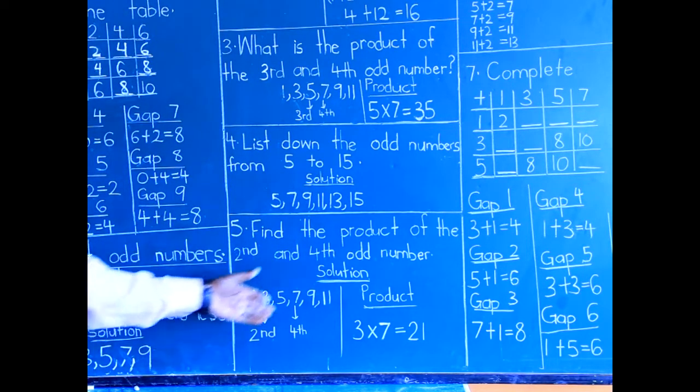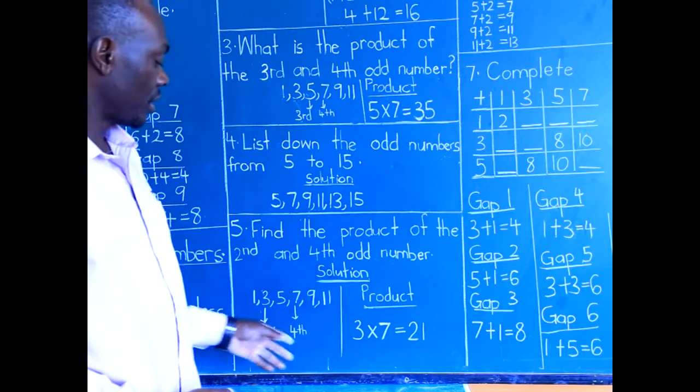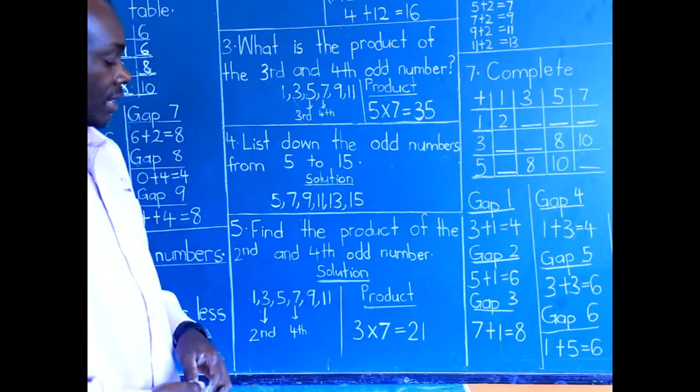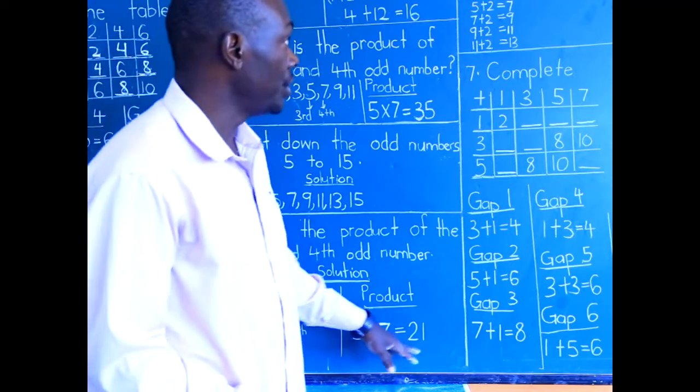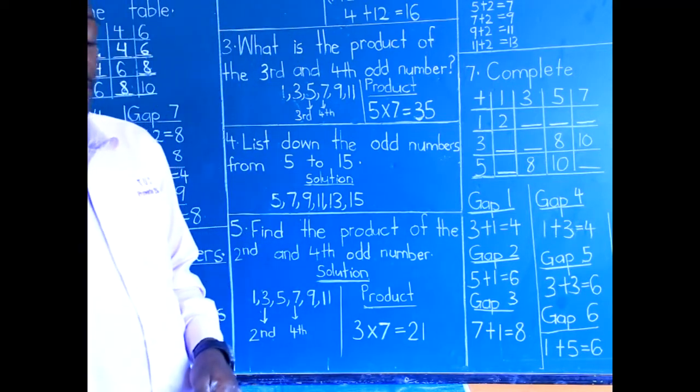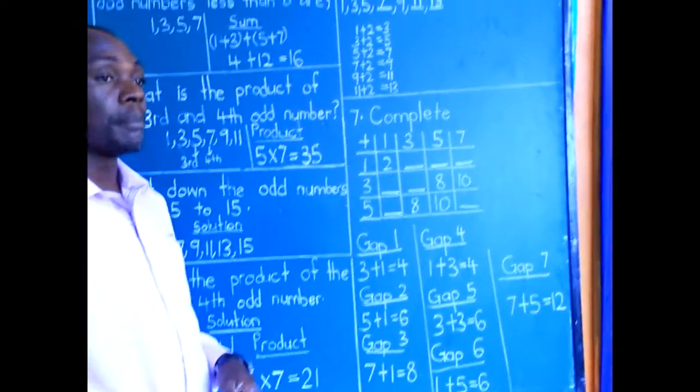That is a 3 and 4. Sorry, a 3 and 7. That order. That's the way we do that number. 21 is the product. Please underline it, as we move to a 6th example.